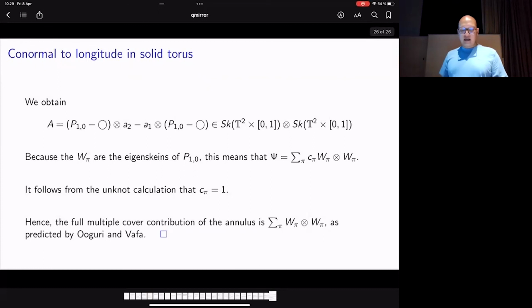Those coefficients, just from looking at this operator, are a mystery. But we have already done one calculation, namely we calculated the unknot. And it turns out the unknot is enough to pin down the value of all these coefficients. They're all 1. And that's it. So I learned that the contribution of a multiply covered cylinder is given by this formula, which is the translation of this Aganagic-Vafa prediction. Okay, I think that's all I had to say. Thank you.